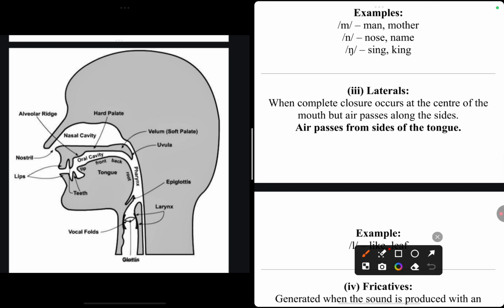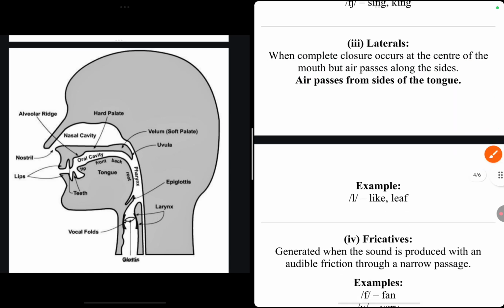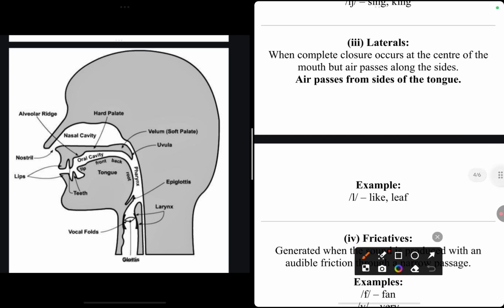Now comes the third, the lateral consonant sounds. How is this produced? When complete closure occurs at the center of the mouth but air passes alongside. Means the center of the mouth will be closed and the air will pass through the sides of the tongue. Example, like L. You can pronounce it from your side; when you pronounce this L, you will come to know this L is a phoneme of consonant sounds.